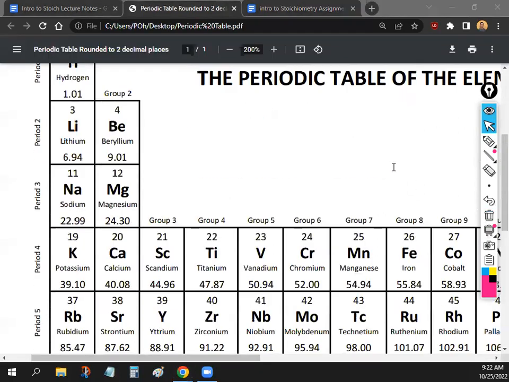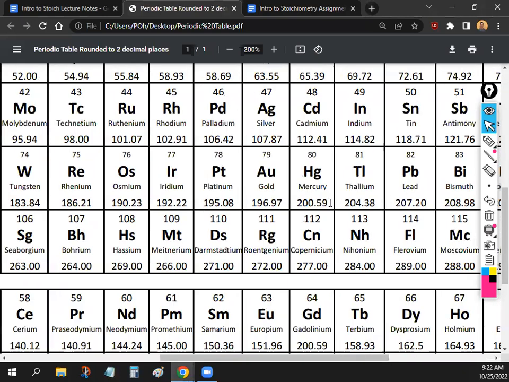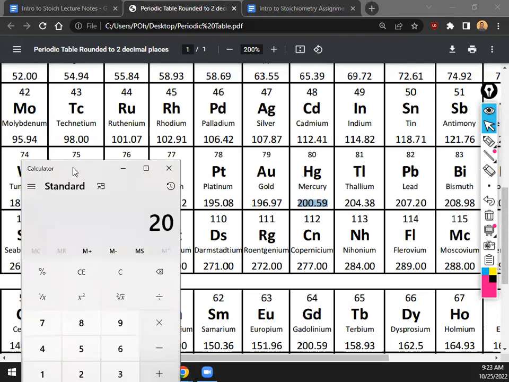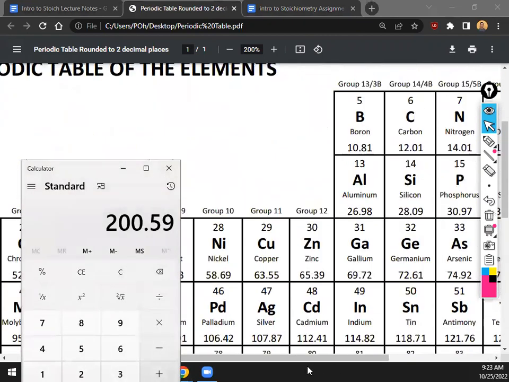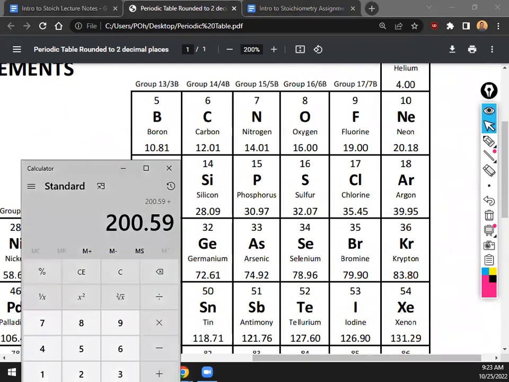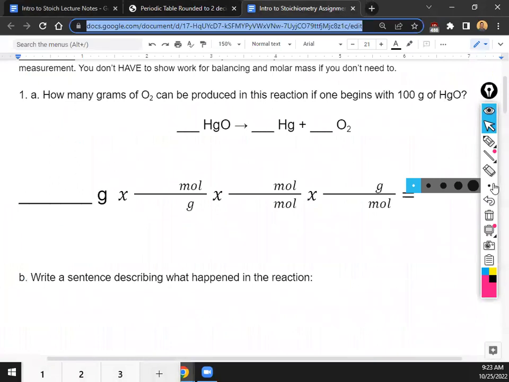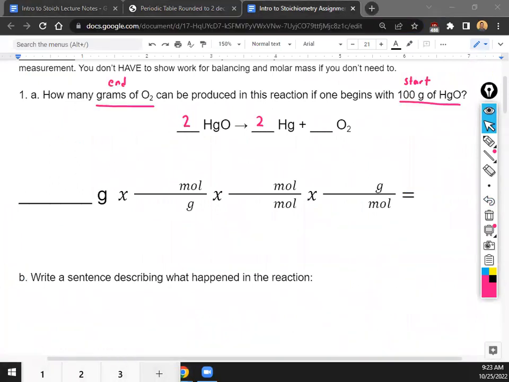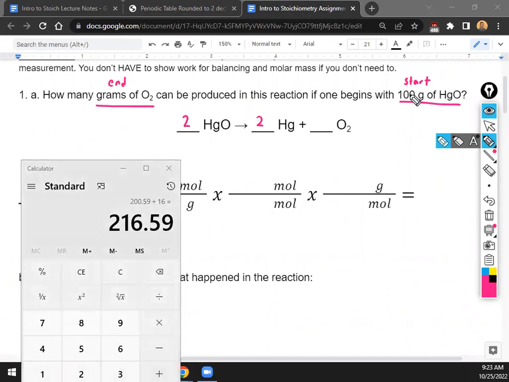Okay. So HgO is made out of 1 Hg, so Hg is 200.59. So we'll pull up our calculator. So 200.59. And then O, oxygen, is going to be 16. So HgO is 200.59 plus 16. So 216.59. That's the molar mass of HgO. Yeah, because Hg from HgO is 200.59. O is 16. There's one of each, so we just add them together and we get 216.59 grams.